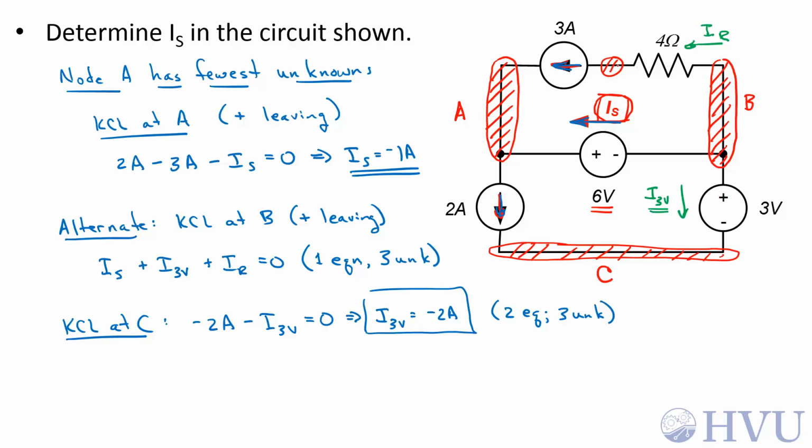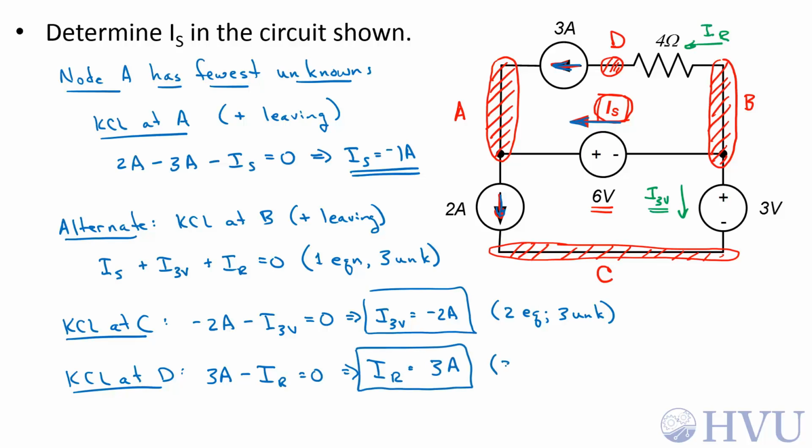Let's call this terminal up here node D. Now if we do KCL at D, I'll stick with the assumption that positive currents are leaving the node. 3 amps is leaving node D, so that's a positive contribution. IR is entering, so that's a negative contribution. So IR is equal to 3 amps. That gives us our third equation.